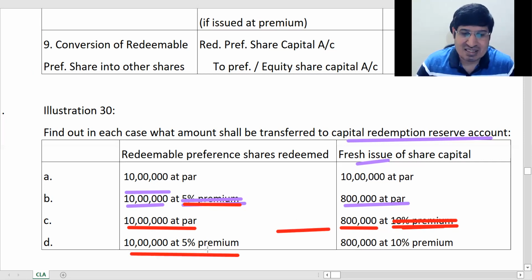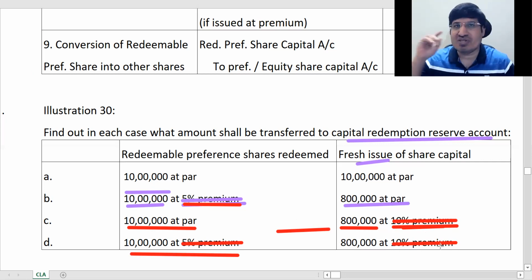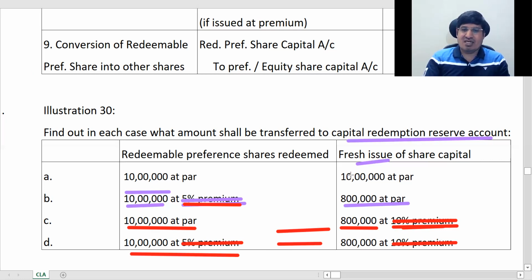Similarly, in the last case, both are at premium. Redemption is also at premium, and issue is also at premium. Both premiums are not useful. Redemption premium has nothing to do with CRR. Issue premium has nothing to do with CRR. Okay, so cut off those. Again, here it will be 2 lakhs. Okay. Understood? So the first case transfer to CRR is 0 and B, C, D is 2 lakhs. This is how we got it.